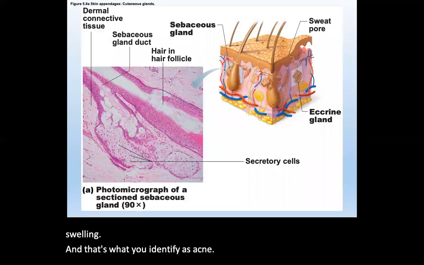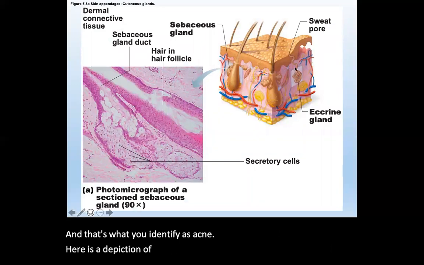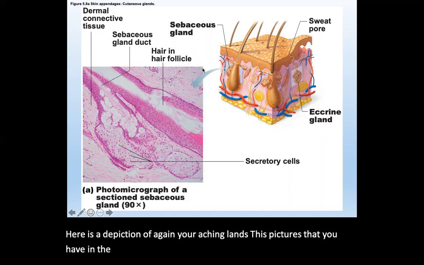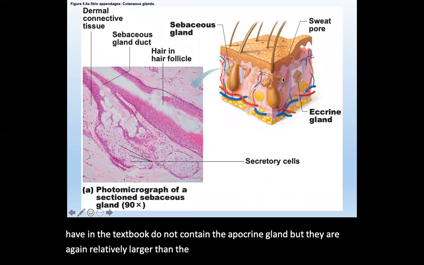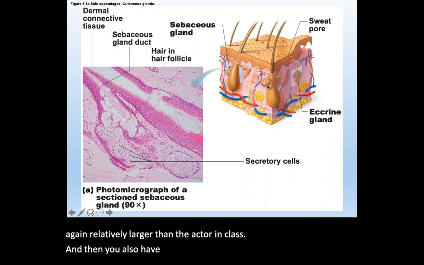Here is a depiction of, again, your apocrine glands. These pictures that you have in the textbook do not contain the apocrine gland, but they are, again, relatively larger than the eccrine glands. And then you also have your oil glands connected to your hair follicle.